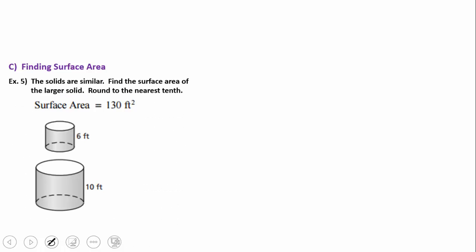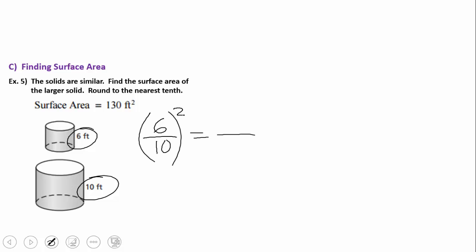So right here we have some similar solids, and we're going to find the surface area of the larger solid, and we're going to round to the nearest tenth. So we know that the surface area of the smaller to the larger, that ratio is equal to the square of the corresponding dimensions, and it looks like they show us the cylinder height. So let's write that down. I always like to start with the dimensions that they give us, and it really doesn't matter how you write this proportion. There's my template, and I'm going to say the smaller one, 6 for the height, to the larger one, 10. And we know that we have to square that.